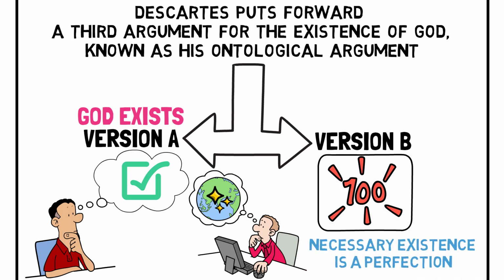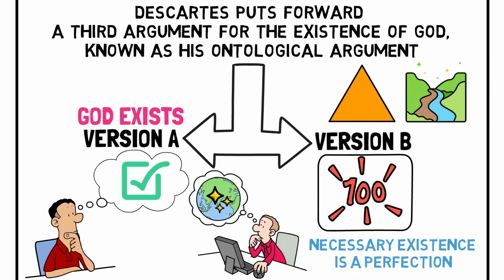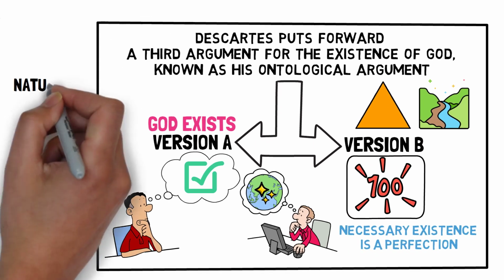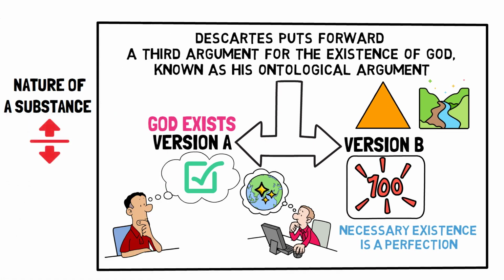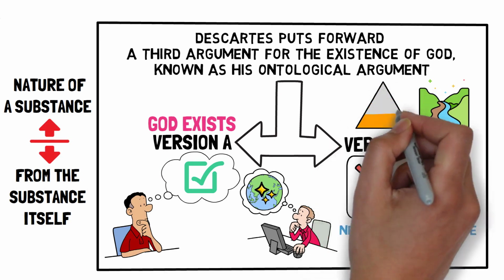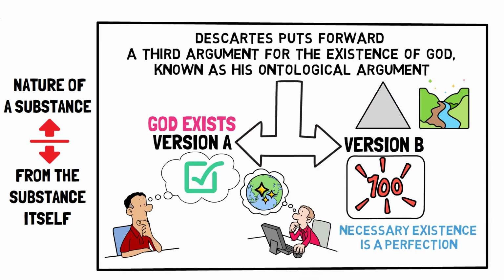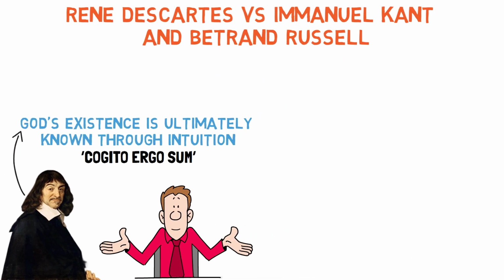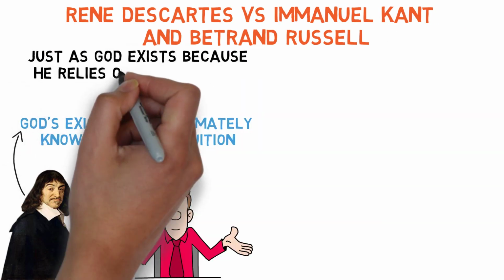Descartes completes his arguments by using a set of analogies, such as the nature of a triangle and the necessary relationship between a mountain and a valley, to prove that the nature of a substance cannot be separated from the substance itself. For example, a triangle cannot be separated from the nature of itself, which is having three sides. And so both nature and substance are mutually dependent, just as God exists because he relies on his existence to maintain his perfection.